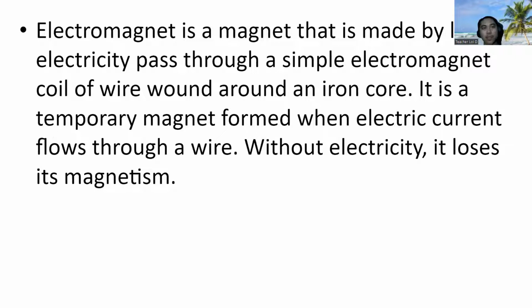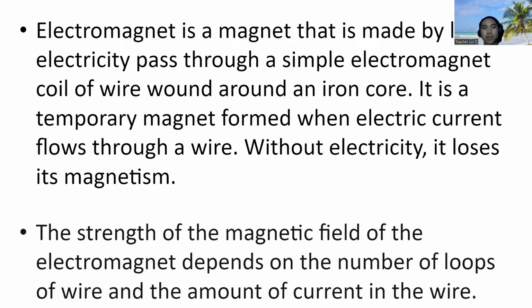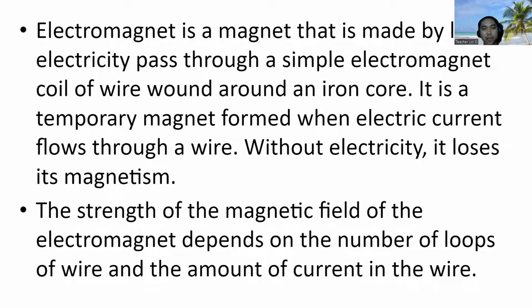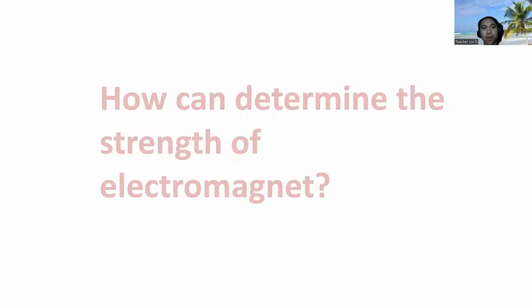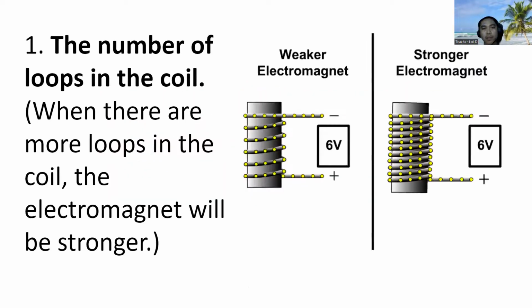A long coil of wire carrying a current has a magnetic field similar to that of a basic magnet with north and south poles. So electromagnet is a magnet that is made by electricity passed through a simple electromagnetic coil of wire wound around an iron core. It is a temporary magnet formed when electric current flows through a wire. Without electricity, it loses its magnetism. So the strength of magnetic field of the electromagnet depends on the number of loops of wire and the amount of current in the wire. So how can determine the strength of a magnet?